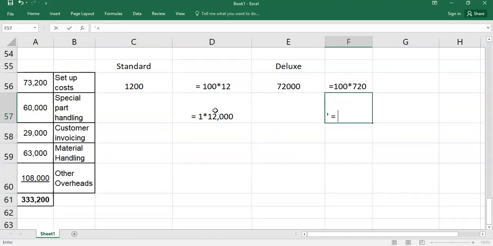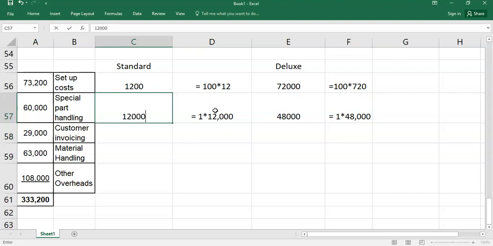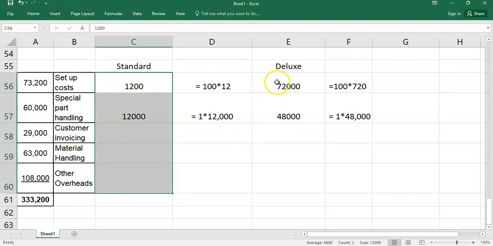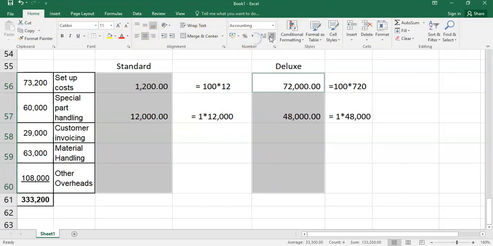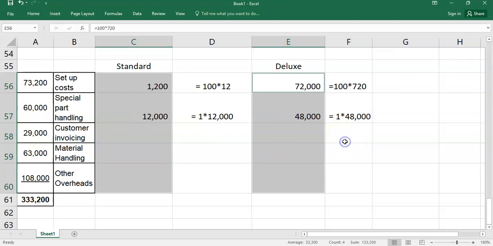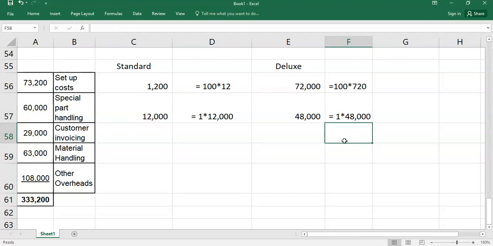And this is going to be 1 times 48,000. So again, completely different allocation for both. It's all based on the more of the activity you consume, the more of the cost allocation you get. Some of you may be quicker, and that's fine. You can jump ahead. Others want to take it step by step for the first couple.